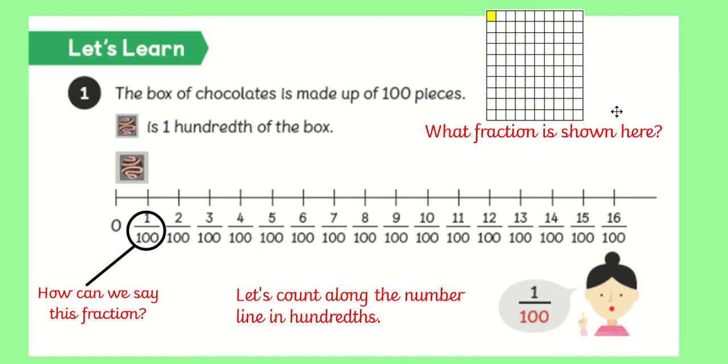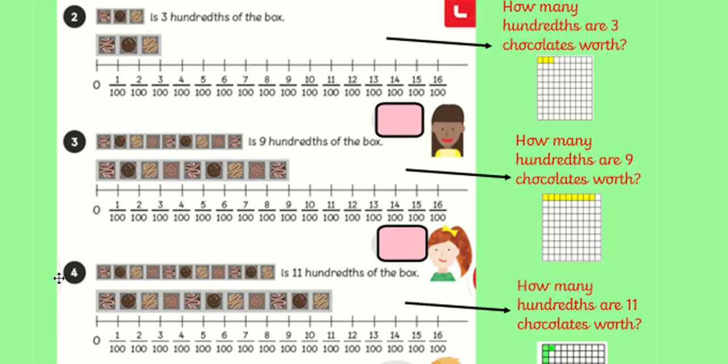Okay, what fraction is shown here? It's the same thing. We've got 1 out of 100. That is 1/100th. Okay, here we go then. She took 3 chocolates. That's 3 hundredths. We can see it again here in our 100 square. 3 out of 100, 3 hundredths. She took 9 chocolates. Okay, 9 chocolates, 9 out of 100, 9 hundredths.